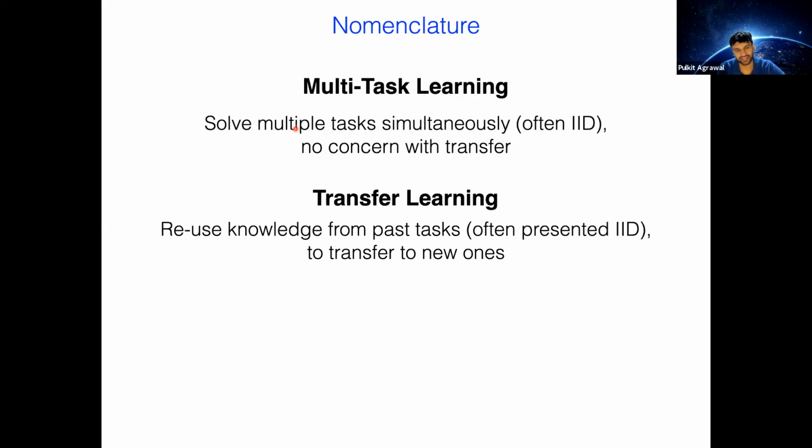Transfer learning is saying I want to reuse knowledge from past tasks to transfer to new ones, right? But I could transfer from just a single task, or I could transfer from multiple tasks, right? Transfer learning says nothing about how many tasks I am training on before I end up transferring. And few shot learning is just a variant of transfer learning.